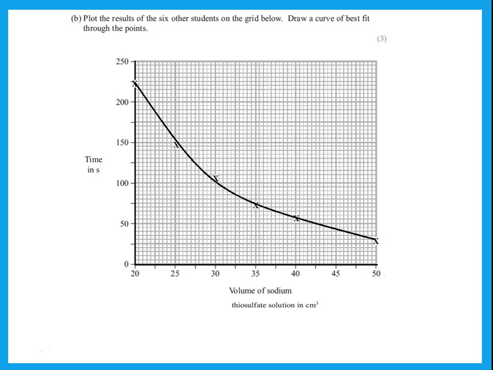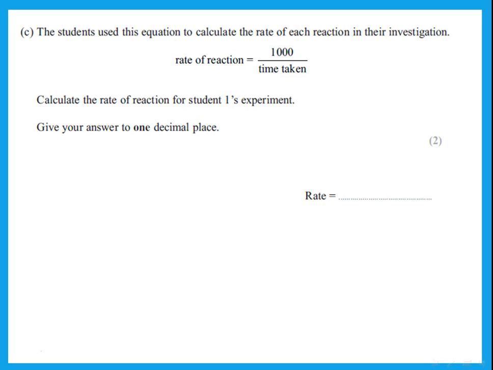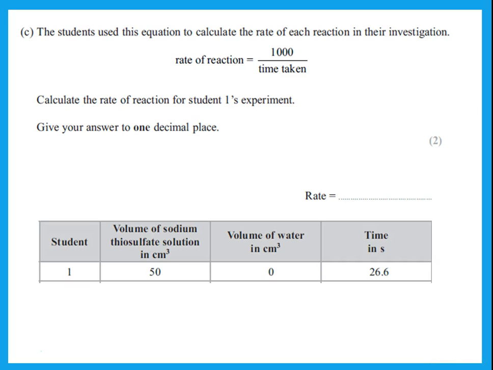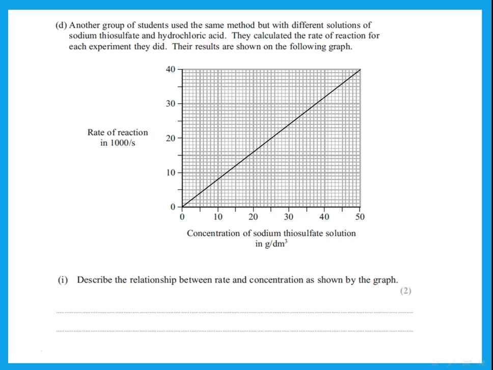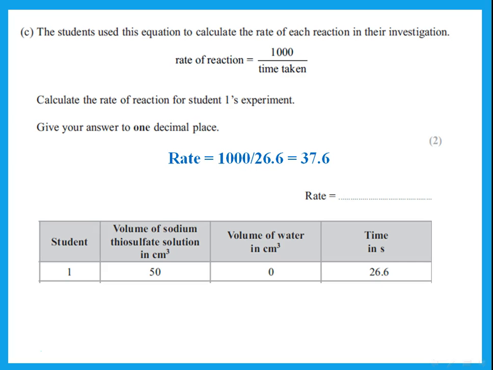Were you able to do that? That should be easy. Then he says the students use this equation to calculate the rate. So he said the rate is 1,000 over the time. Calculate the rate for student 1. So what was the time for the student 1? The time for student 1 was 26.6. So that means that the rate is 1,000 over 26.6, and that comes out to be 37.6.